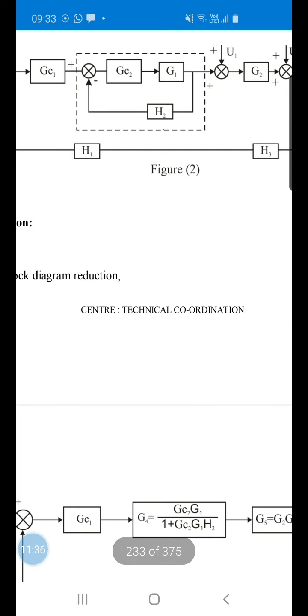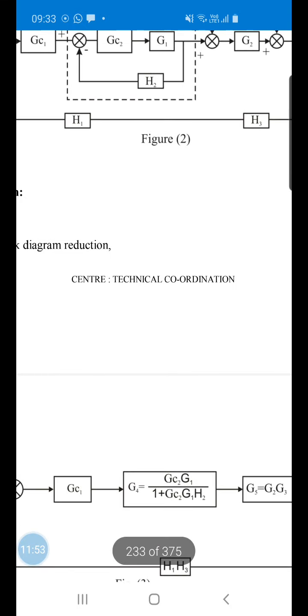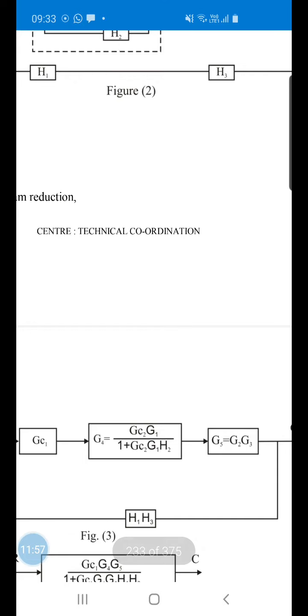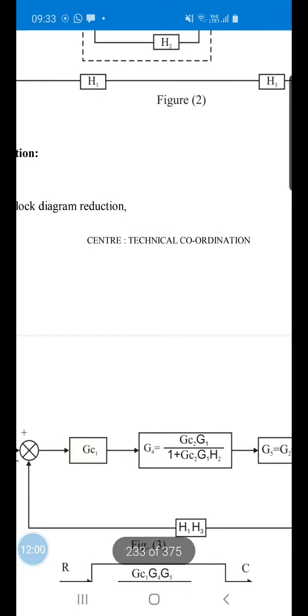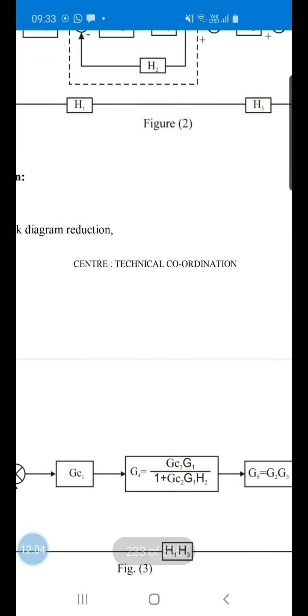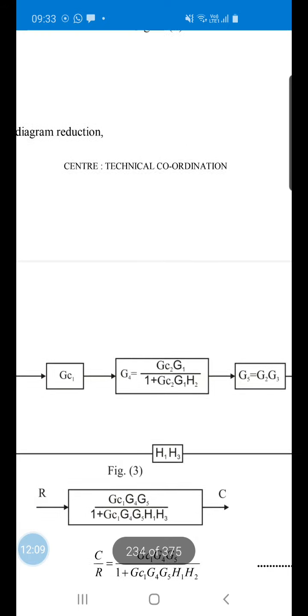So see how it is to be solved. So see here, G C2 G1 upon 1 plus G C2 G1 into H2, that is G4. We are writing this dotted line, the overall transfer function, like this. Have you understood? Then you can combine this G2 G3 together. That will be G5. So this is G5, this is G4. GC1 is as it is. This feedback path H1 and H2 we can combine, H3.